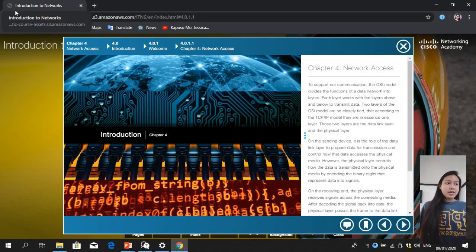For this video, we're going to have a chapter summary of Chapter 4, which is entitled Network Access. This is to support our communication. The OSI model divides the functions of the data network into layers. Each layer works with the layers above and below to transmit data.